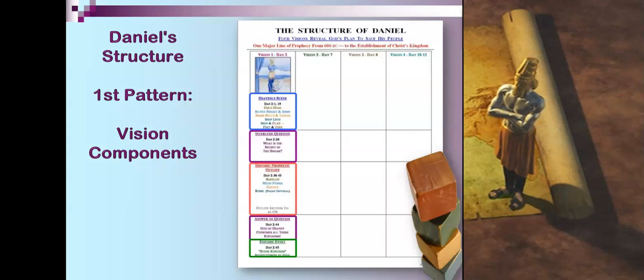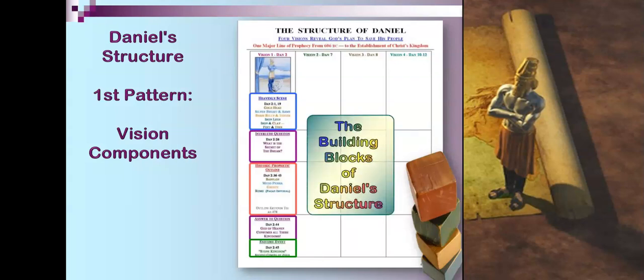Any other comments on that, Charlene? Okay. So those are the vision components, and these are the building blocks of Daniel's structure.